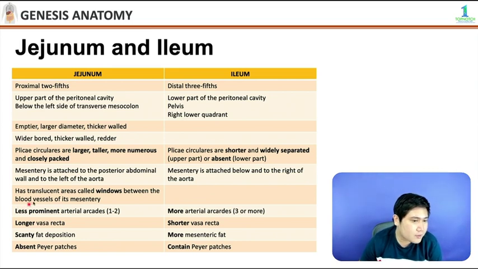Your jejunum has less prominent arterial arcades, only 1 to 2, with longer vasa recta, scanty fat deposition, and no Peyer's patches. Because it has only a few arterial arcades, there are many spaces, so you will have translucent areas called windows. On the other hand, your ileum has more arterial arcades, 3 or more, shorter vasa recta, more fat, and it has Peyer's patches.